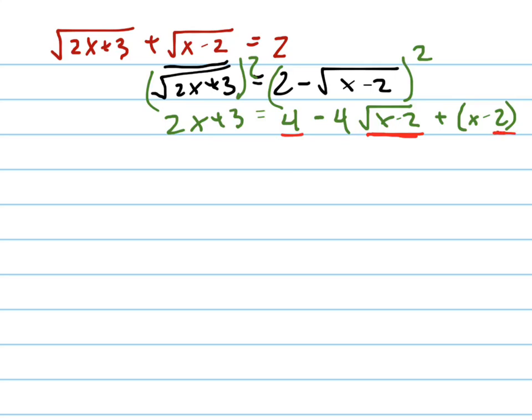Actually, this is 4 minus 2, so that's actually just 2. So I'm going to subtract 2, so this would be a 1. 3 minus 2 is 1. And then subtract x, so this is just going to be positive x. So this is what I get.